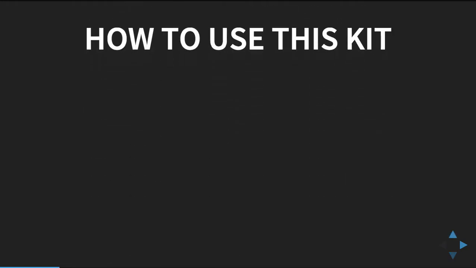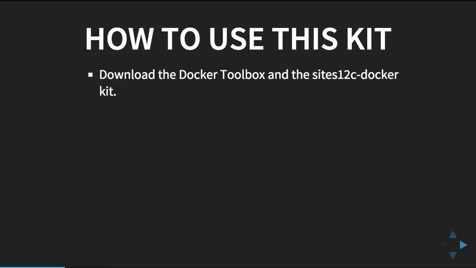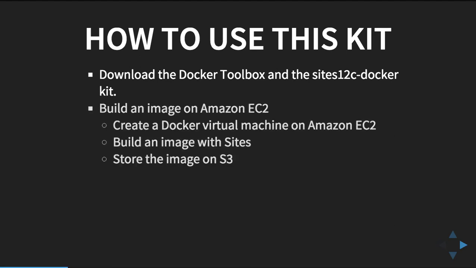Let's start with an overview of how to use this kit. A video demonstration of the steps will follow. First step is to download both the Docker Toolbox, for using Docker, and the kit Sites12c Docker from GitHub. Then, you can use it to build on Amazon EC2. The steps are the following.